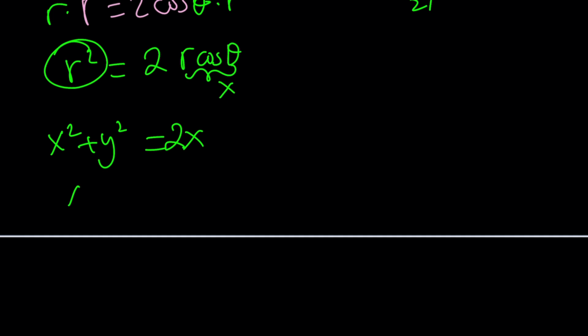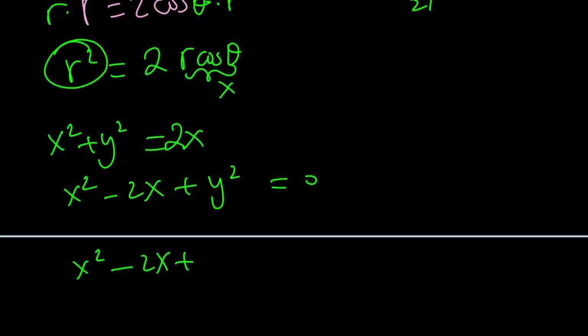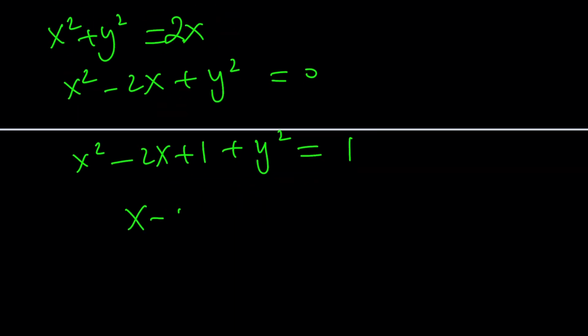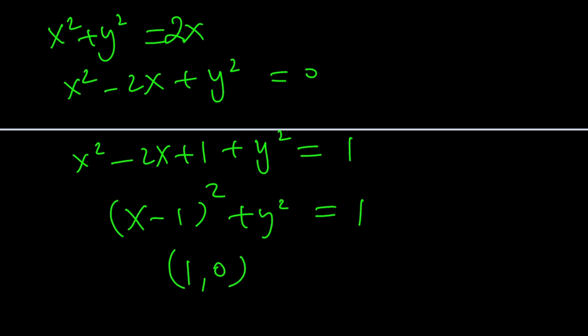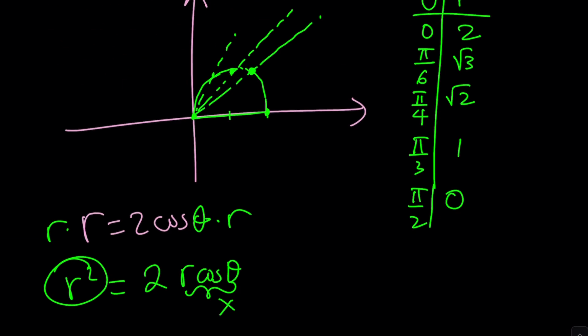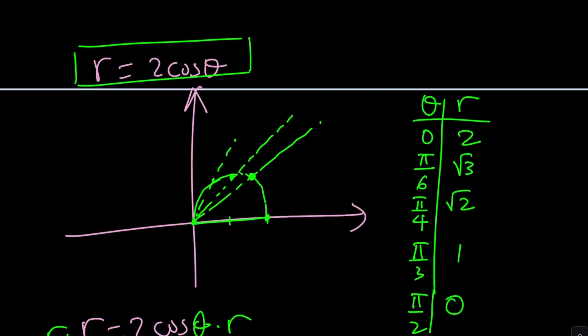Let's put 2x on the left and then complete the square. Add 1 to both sides. This is going to be x minus 1 squared plus y squared equals 1. What does that look like? The equation of a circle with center (1, 0) and radius 1. And that's exactly what we have here, right? The center is at (1, 0) and the radius is 1.